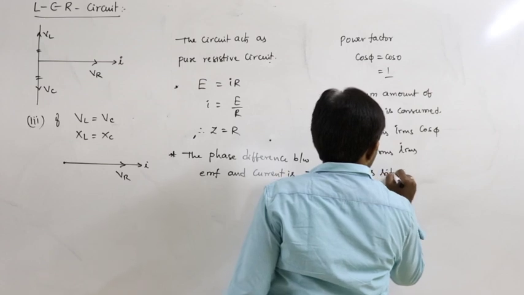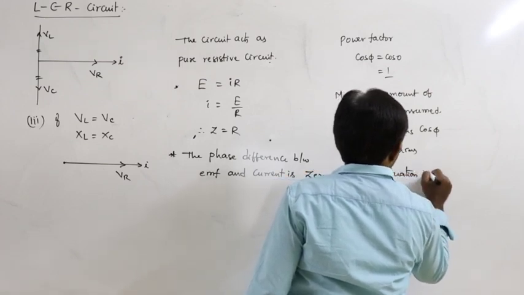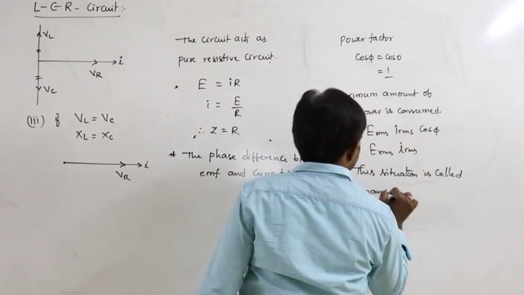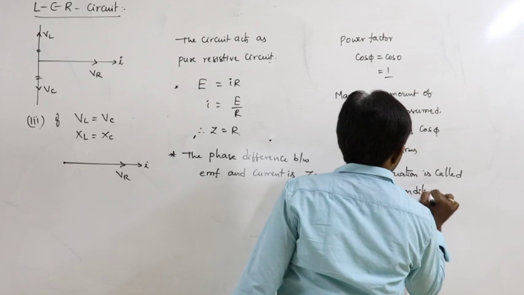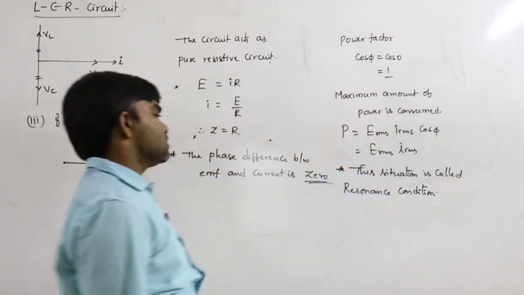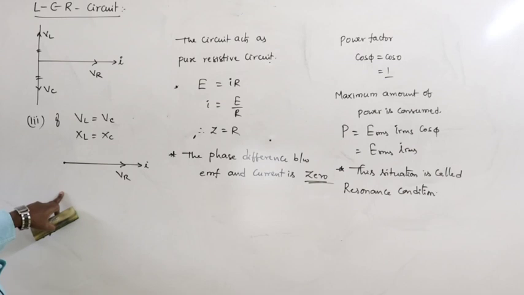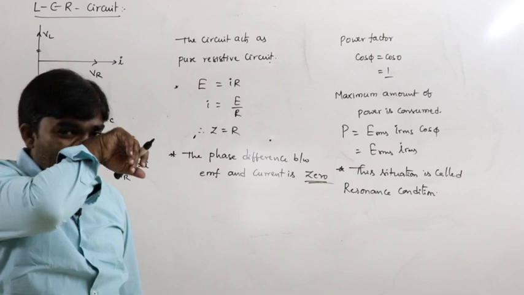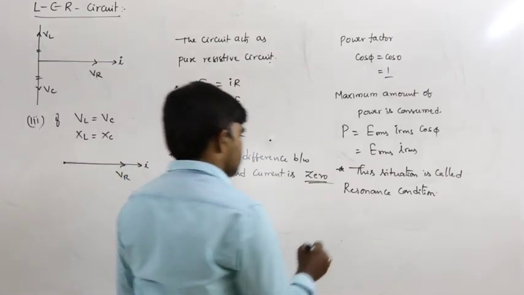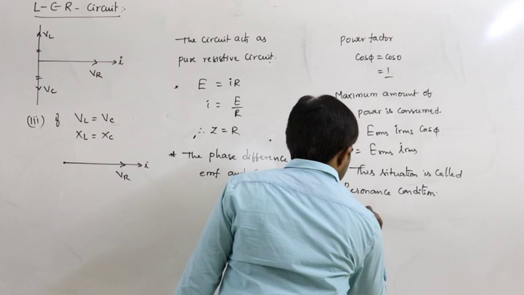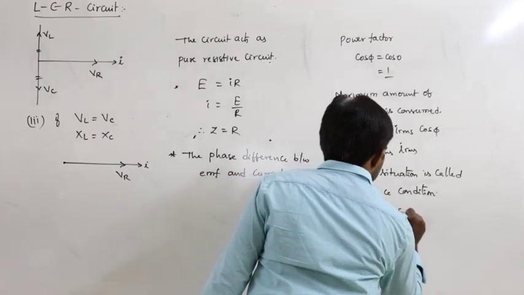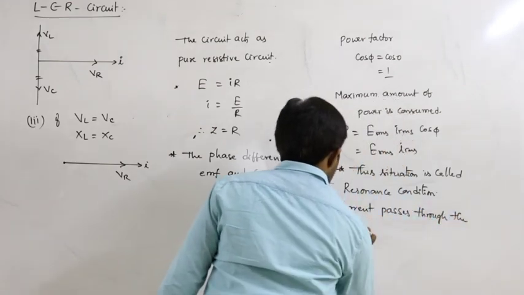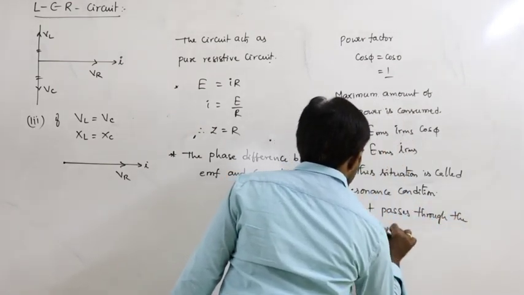This situation is called resonance condition. In this situation, the current passing through the system is maximum.